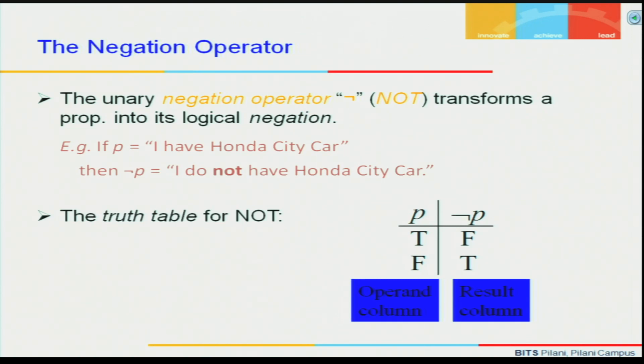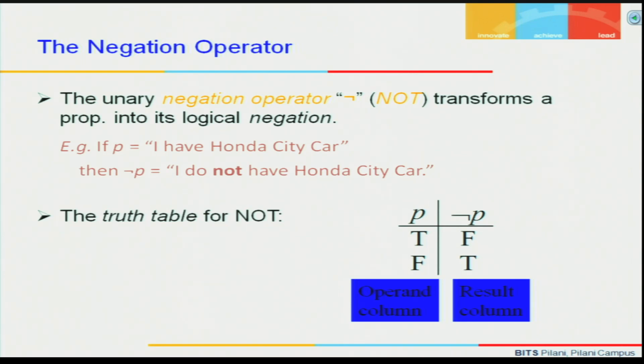For example, the unary operator transforms a proposition into its logical negation. What I mean here is, if I have a proposition and I apply this negation operator on it, I get a negation of the proposition that I am talking of. For example, I have a proposition P: I have a Honda City car. This is a proposition. Nobody can deny it because it is a declarative statement which has a truth or false value, and I really have a Honda City car, hence its truth value is true.